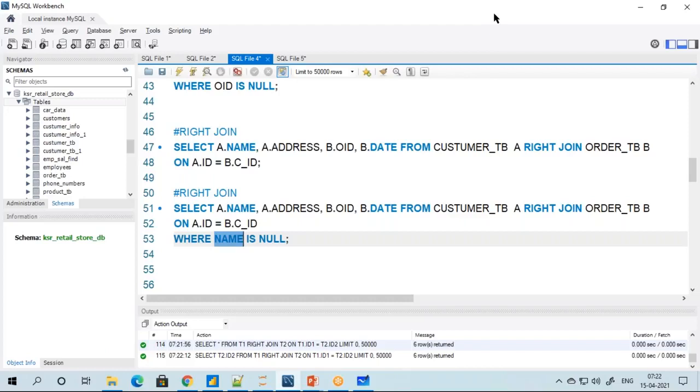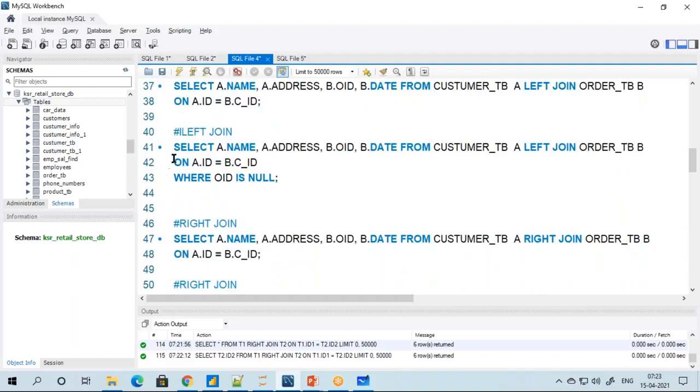Sir, in join commands, at last on a.id equal to b.cid is mandatory, sir. This is mandatory every time. Okay, I will tell you what will happen when it is not given. If you don't give this condition, let me tell you what will happen. If you forget this line number 48, line number 52, or line 42, that is all, it is gone. I will tell you what is going to happen.